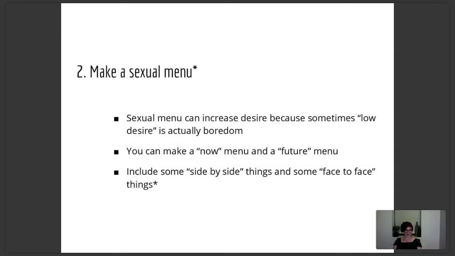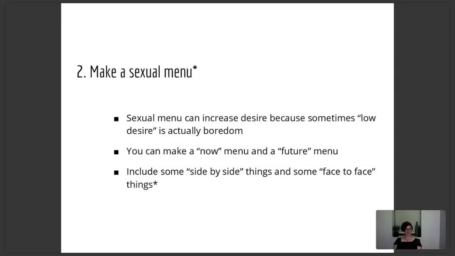So the now menu would be things you want right now that you're comfortable with. And a future menu might be things that you're like, I'm not there. I don't think I want to do that, but maybe one day I would. I'm interested in that. So kind of like bookmark that.